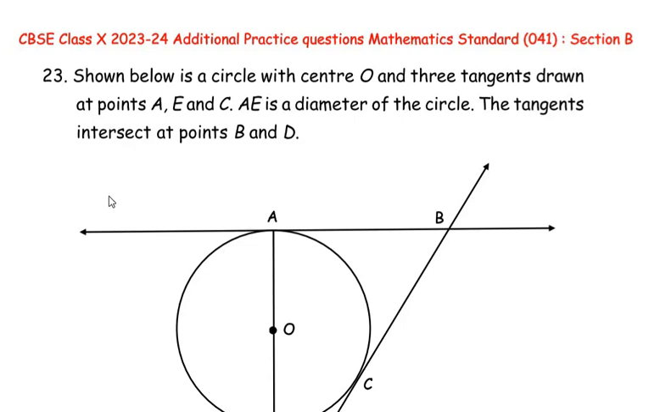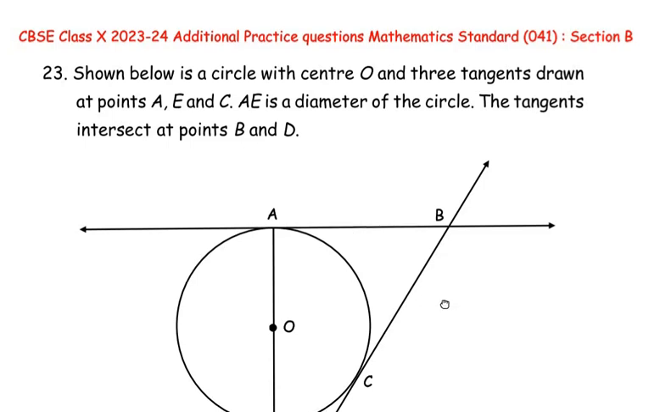In this video we are going to solve the 23rd question from CBSE class 10 2023-24 additional practice questions mathematics standard with subject code 041 section B, where each question is of 2 marks. Now this question is from the circles chapter.